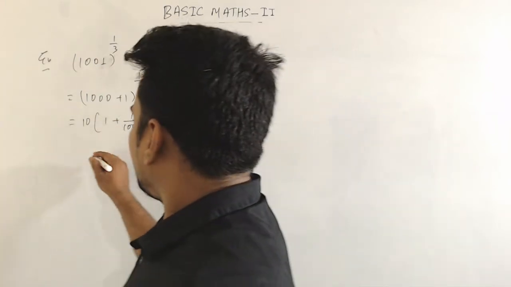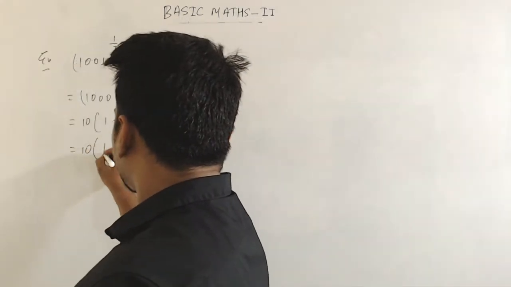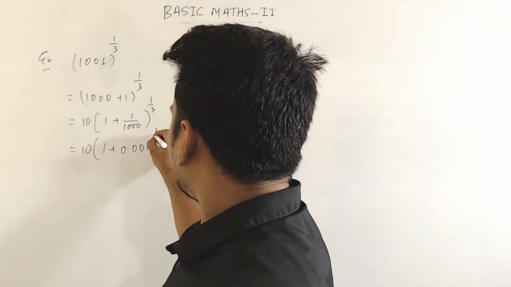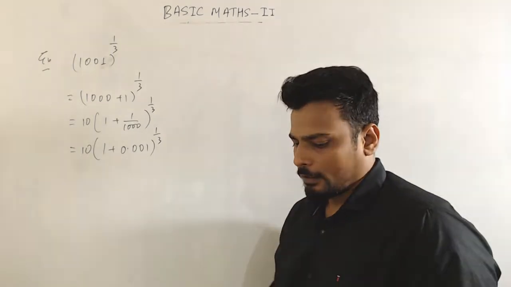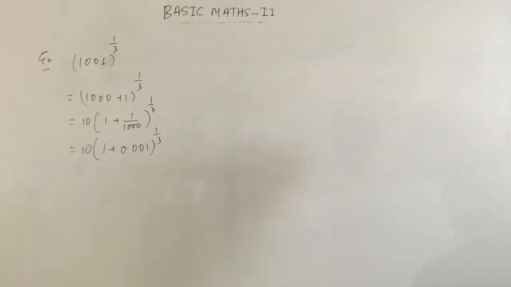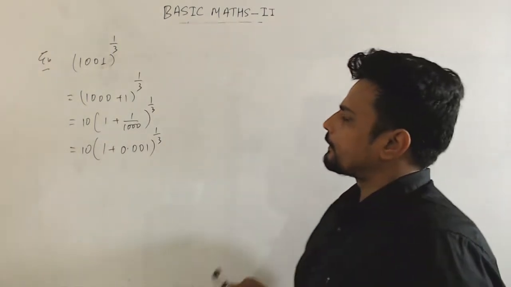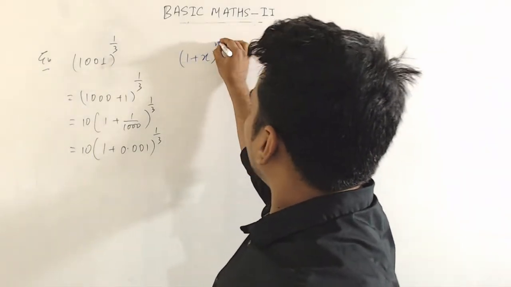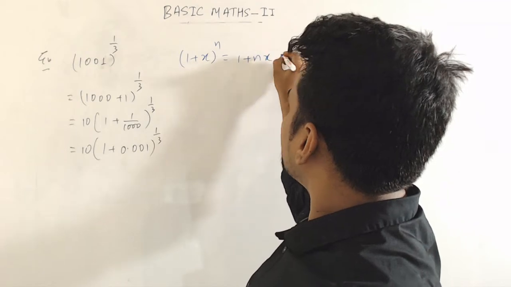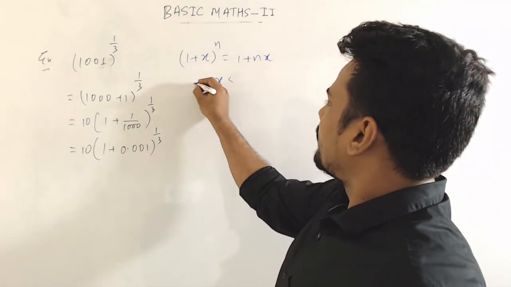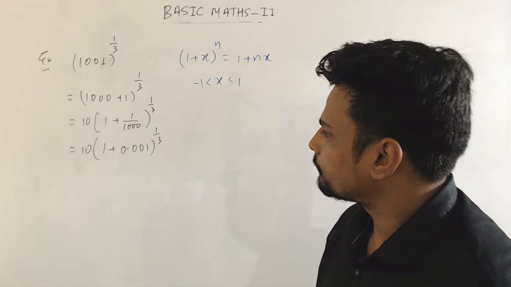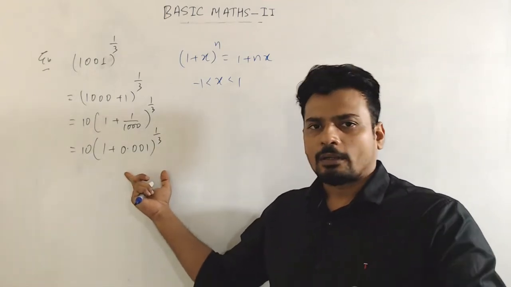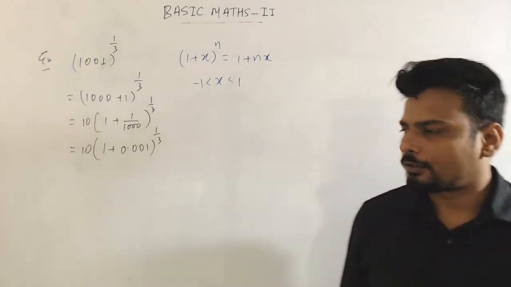This becomes a pretty small value. That's going to be 10 times 1 plus 0.001. That is a very small value. This reminds me of the fact that I can use 1 plus x to the power of n as 1 plus n times x, provided x lies between -1 and 1. And that's exactly what's happening over here. It is less than 1 and more than -1 for sure.